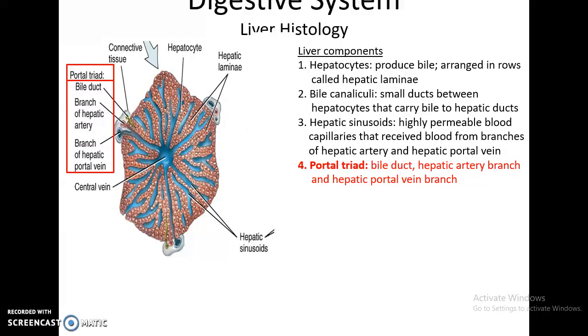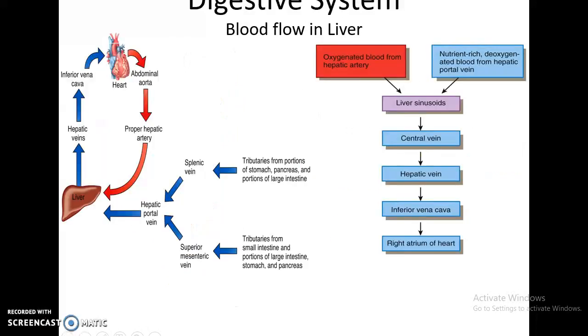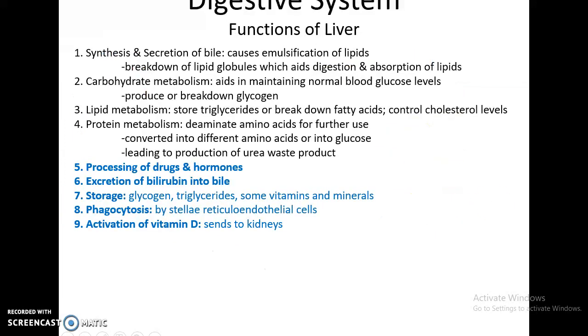The portal triad is when you have a bile duct next to a branch of the hepatic artery, next to a branch of the hepatic portal vein. And you see this reoccurring throughout the liver, which is why it gets a special name, the portal triad. So, oxygenated blood and nutrient-rich blood arrives and mixes in the liver sinusoids and goes to the central vein running throughout the liver, which then leads to the hepatic vein, inferior vena cava, etc.